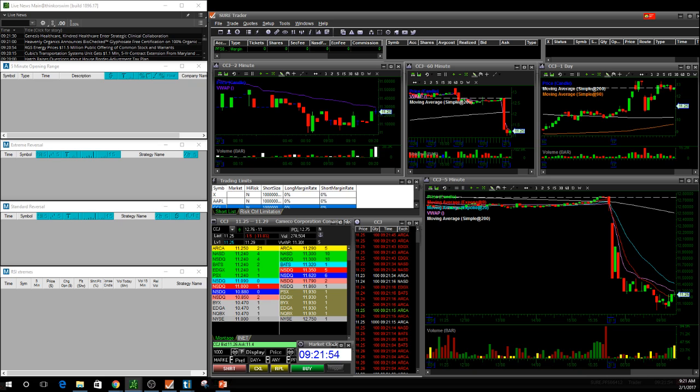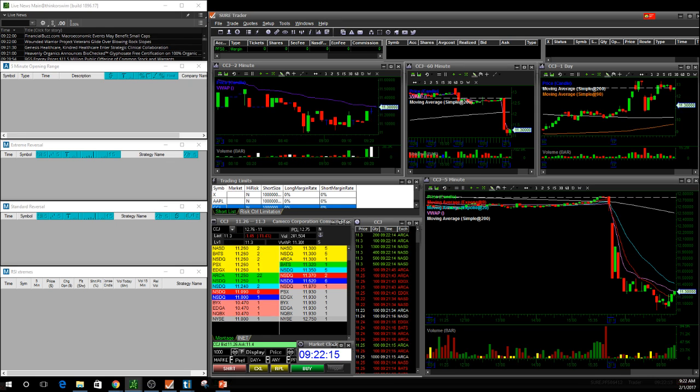For me, basically, if it's trading above the VWAP, I'm probably going to have a long bias on it. If it's trading below the VWAP, then I'm probably going to have a short bias on it. Even though the news may be good, it may be the most positive news in the world, if the market doesn't interpret it that way, then I'm not going to trade it. So that's why I sit back and I wait.